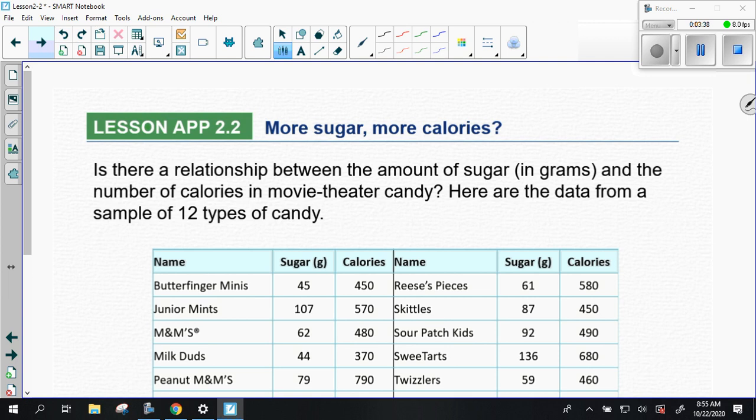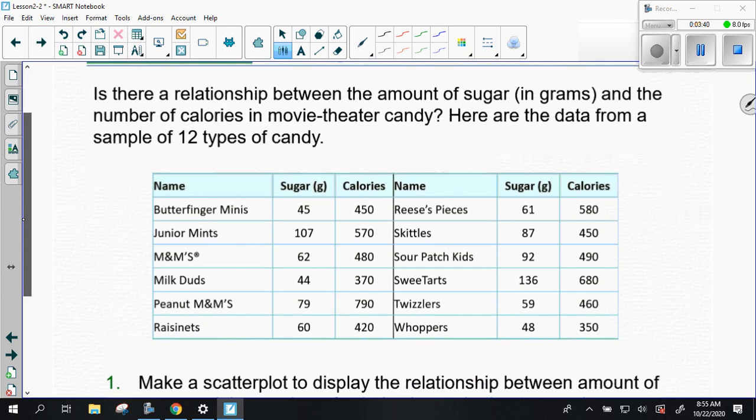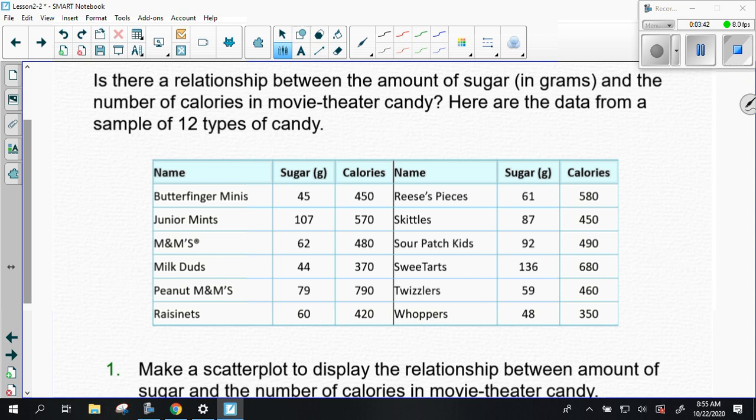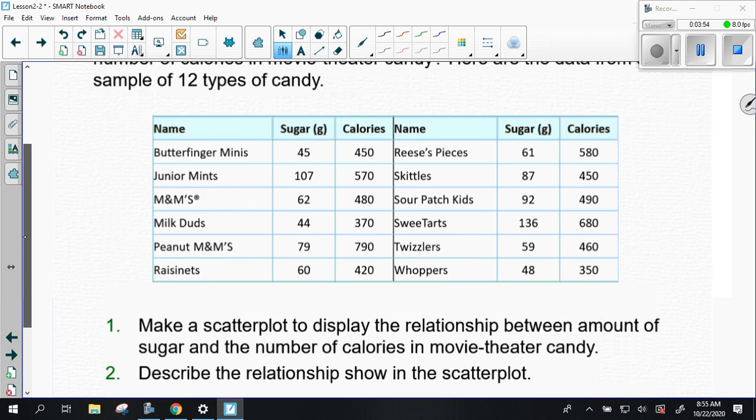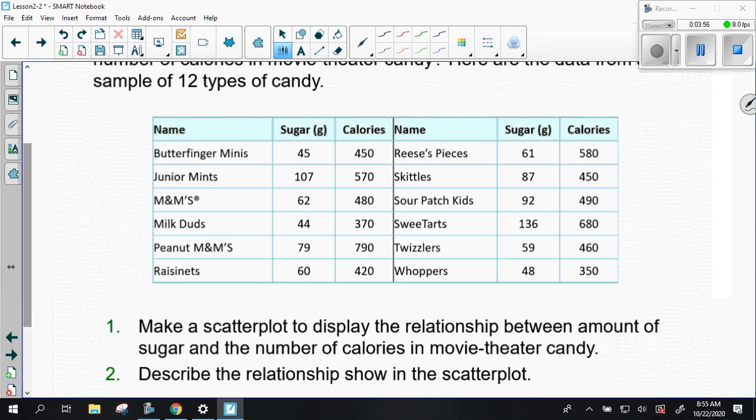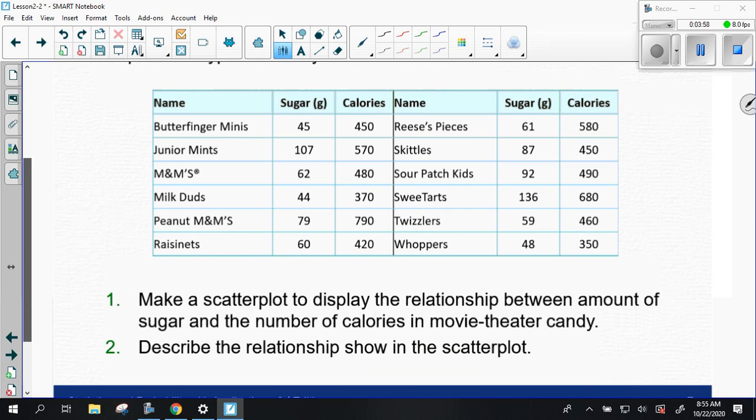So let's just get right to it and make one of these things. We're looking at the relationship between the amount of sugar and the number of calories in some movie theater candy. So we've got 12 different types of candy, and we are going to make a scatter plot to display the relationship between sugar and the number of calories, and then we're going to describe the relationship. So let's get to it.